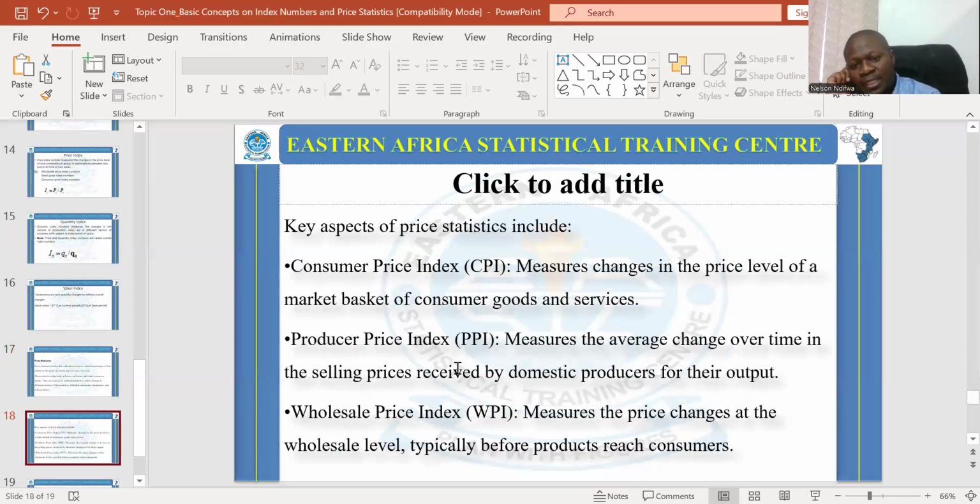So for the key aspects of price indices, you normally compute the consumer price index, which measures the change in the price level of a market basket of consumer goods and services. Or you can also compute the producer or wholesale price index, which measures the price changes at the wholesale level before the product reaches the consumers.